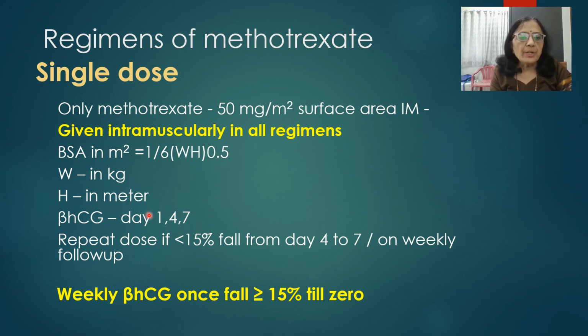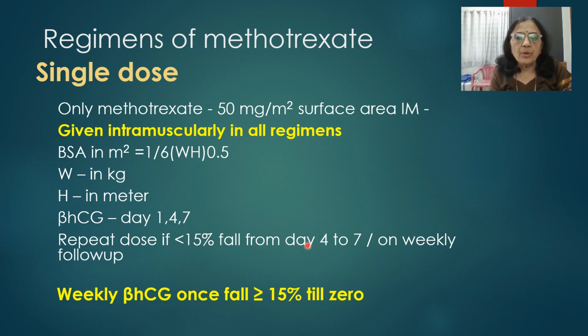Beta HCG is to be done on day 1 when we give methotrexate. Before that, we have to do beta HCG, and it is to be repeated on day 4 and day 7. This same dose needs to be repeated if from day 4 to 7 the fall in the beta HCG is less than 15%.